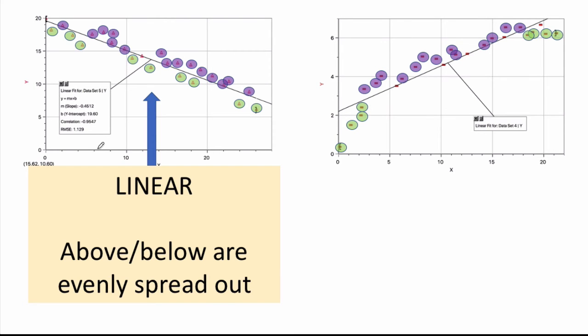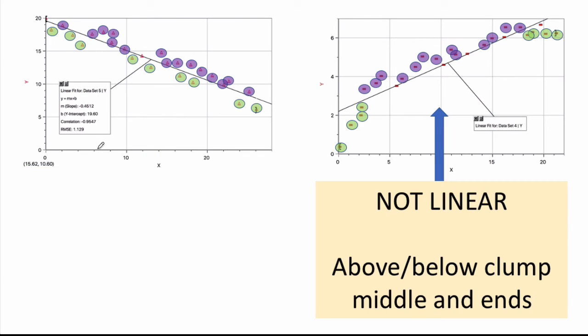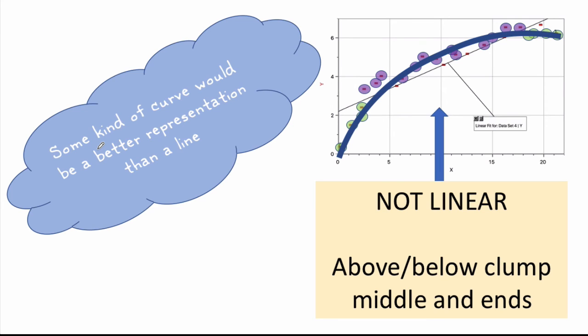If the points are spread out, we say that this is linear. We say that this is linear if they're evenly spread out like that, or sort of randomly arranged. Whereas here, because there's this pattern, because the belows are at the ends and the aboves are in the middle, this is not linear. It's probably data that would be better fit with some kind of curve.